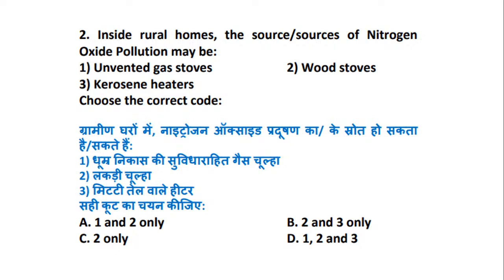Unvented gas stoves, or wood stoves, or kerosene heaters. So which of the above is said to be right? I'll once again repeat. Inside rural homes, the source or the sources of nitrogen oxide pollution may be what? Is it unvented gas stoves? Is it wood stoves? Or is it kerosene heaters? Question number 2 on the screen. Okay, we have started answers for question number 2.